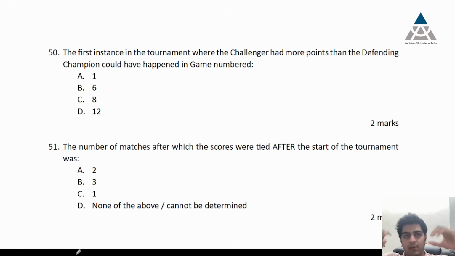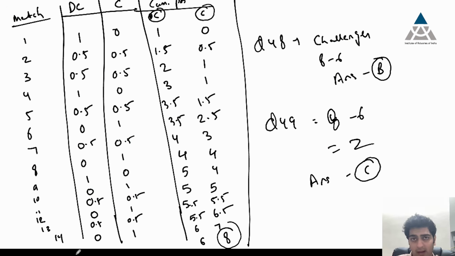So naturally at start of the tournament, you started at 0-0. Then the score started changing. What they are asking is how many times were they tied? How many times were the scores tied? So you can just go to this cumulative table. Again, this is very helpful. Without this, it would have been a nightmare to do this.